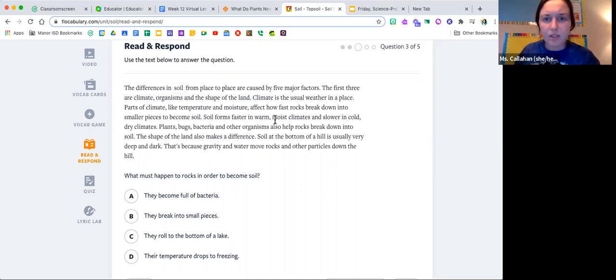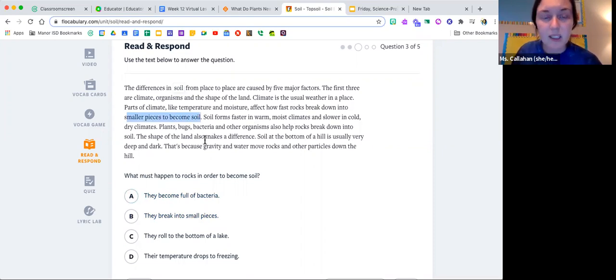Soil forms faster in warm climates than cold climates, right? And plants, bugs, and bacteria can help rocks break down into soil, but it is not like they become full of bacteria, right? Now it says they break into small pieces. Well, let's think. It says that rocks have to break down into smaller pieces to become soil, right?